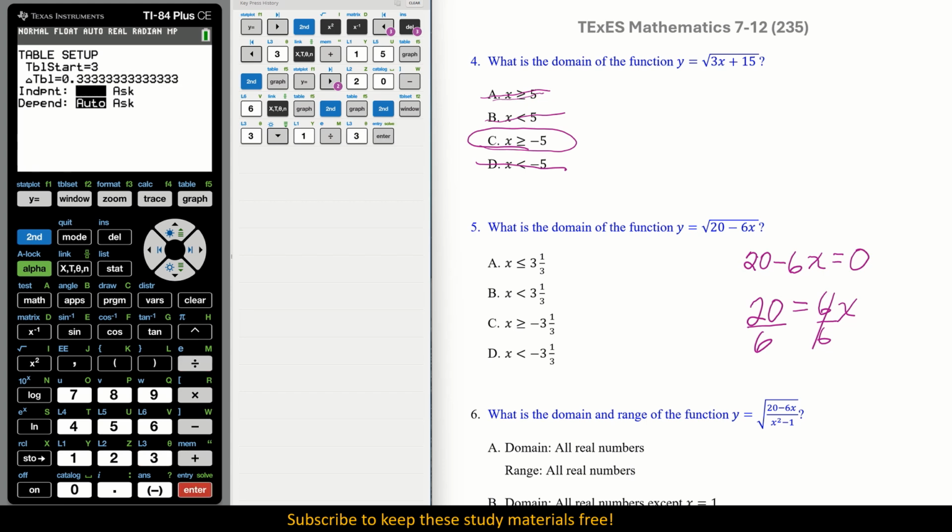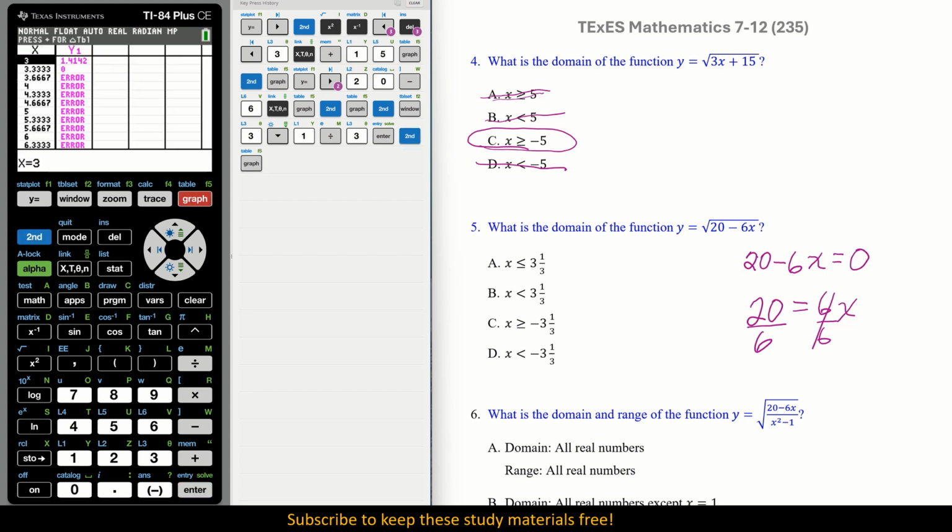Now, I'm going to push enter because it'll change it to that repeating 3. Second graph. Oh, see how we have error, error, error? And that's where our 0 value is. So we need to include the 3 1/3. So this one doesn't include it, it's out. And we don't want negative, we want positive. So both of those are out. So the only one that works is A.